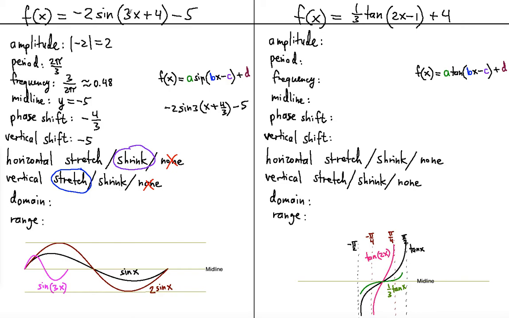The b value was greater than 1, and when it's greater than 1, you're talking about shrinking horizontally, right, to make it really small here. As you can see, horizontally, the period is 3 times smaller than it was, right? So that is a horizontal shrink.